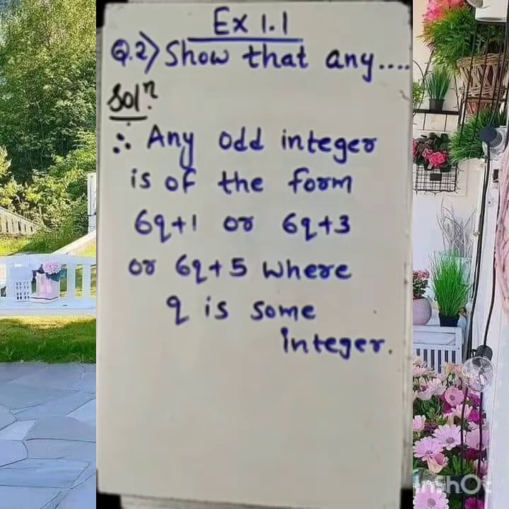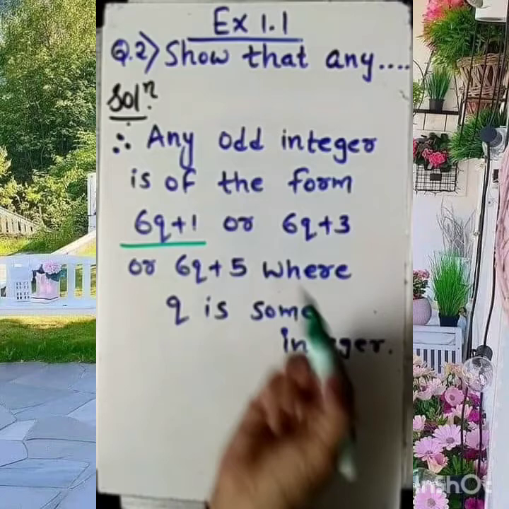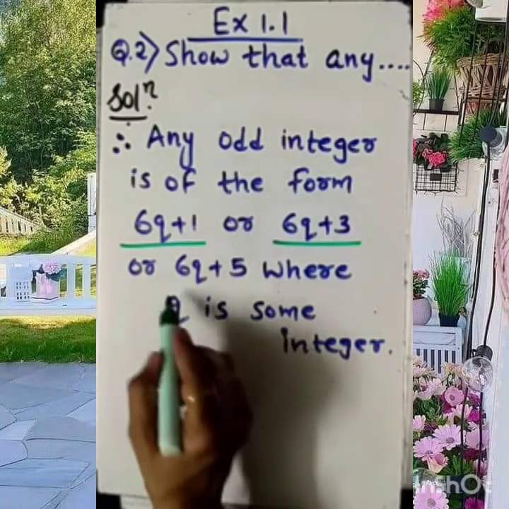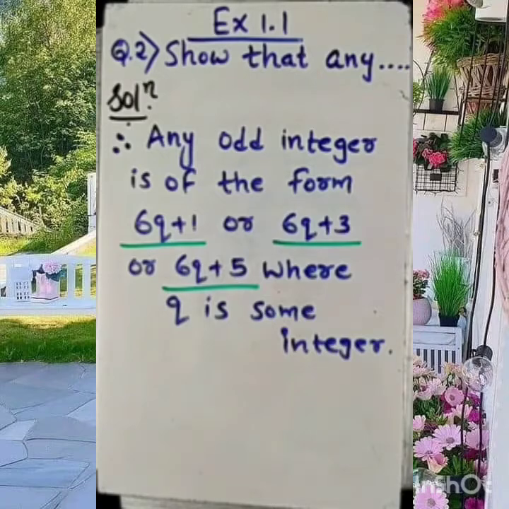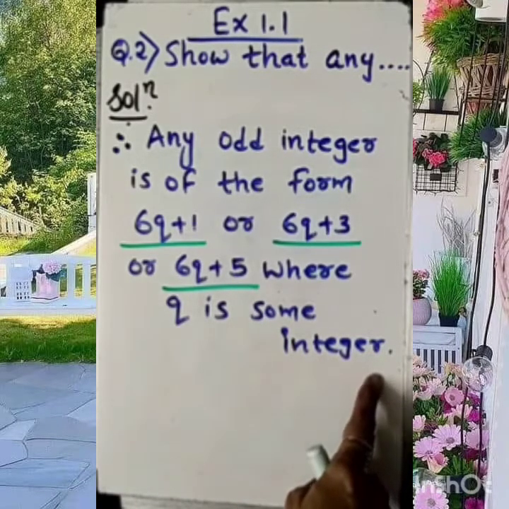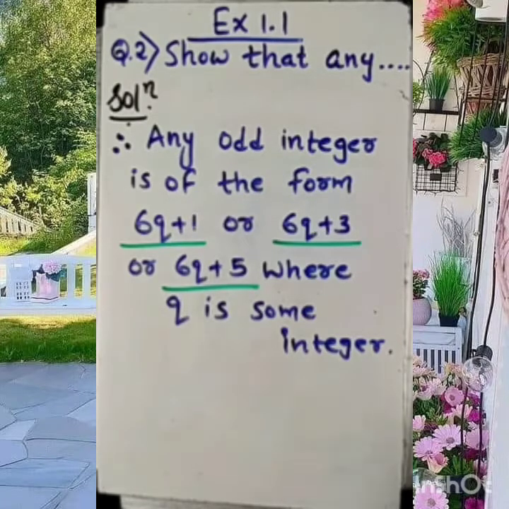Any odd integer is of the form, which form can we have? It can be 6q plus 1, 6q plus 3 and 6q plus 5, where q is some integer. Here for even numbers we have seen, and this is for the odd. So this is the complete solution by applying Euclid's division lemma.